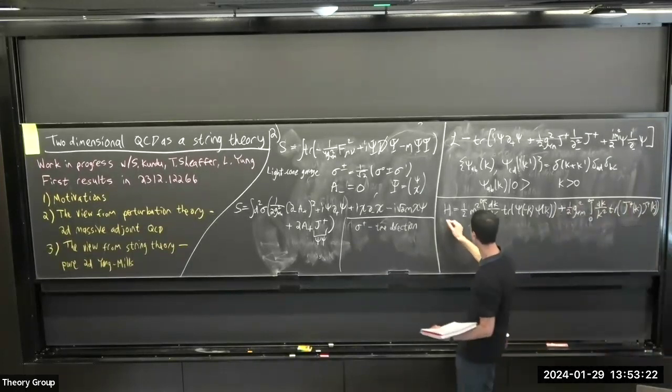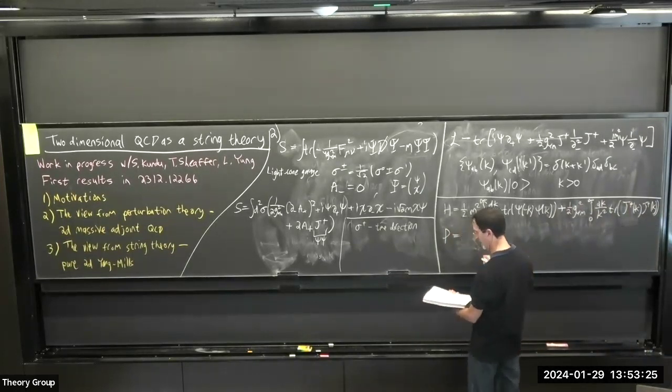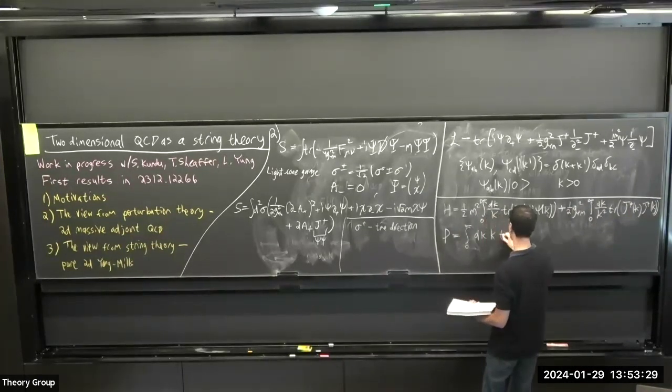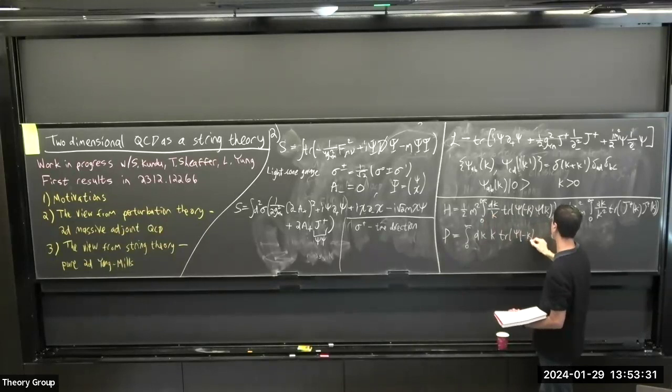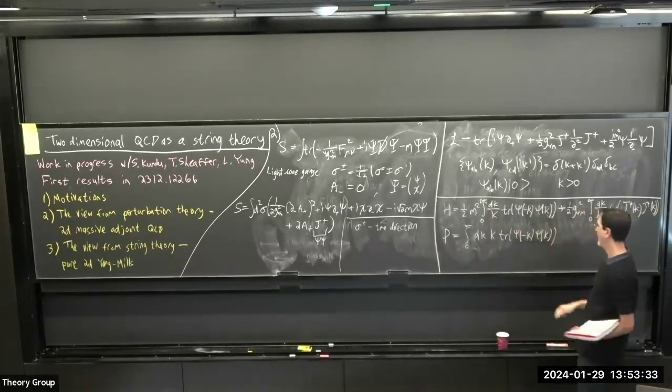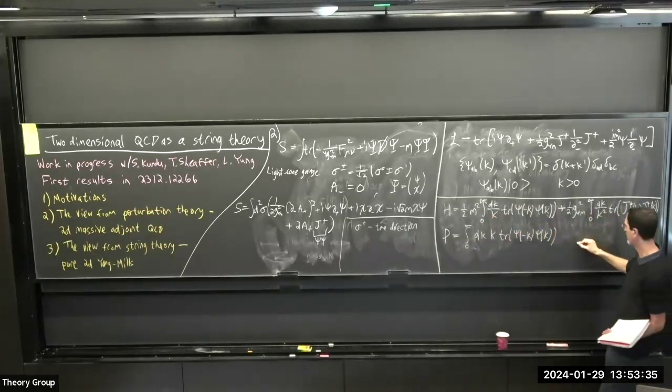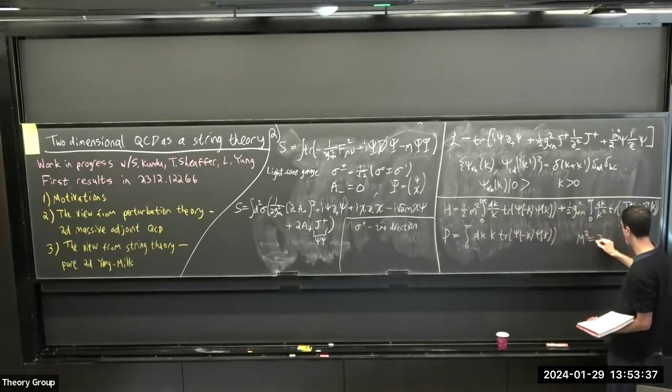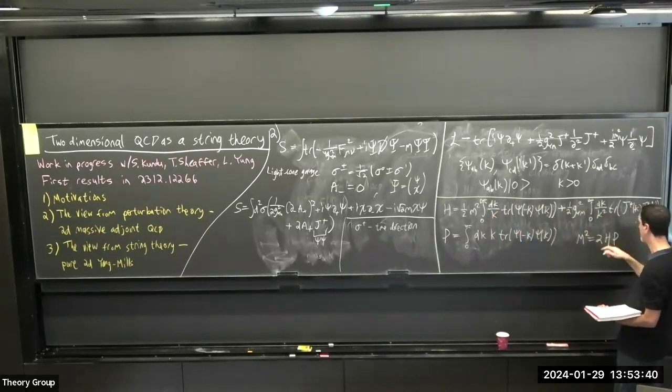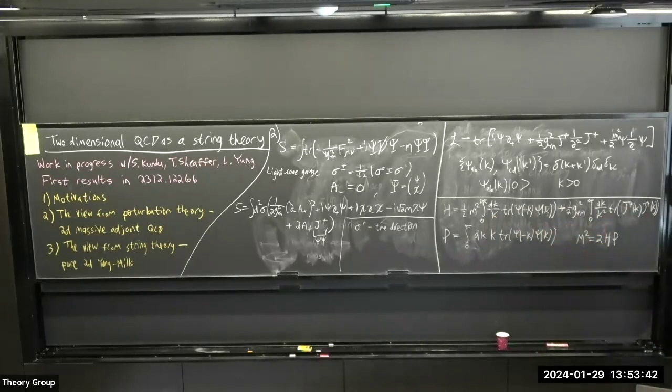So we have the light cone Hamiltonian, and we have the spatial momentum in the light cone frame, which is obviously just the integral of k psi minus k psi k. And as usual in the light cone frame, we have the relation that the mass squared of any state is given by the normalization of 2 times the Hamiltonian times this light cone momentum. So all the states have a positive light cone momentum.